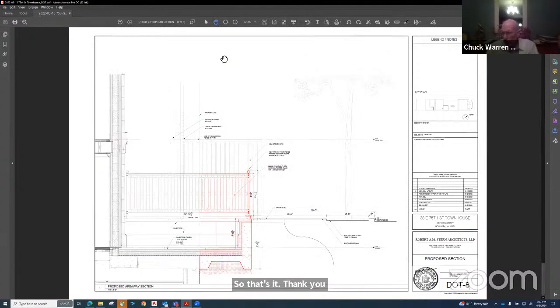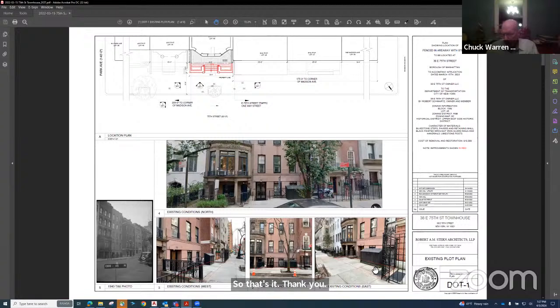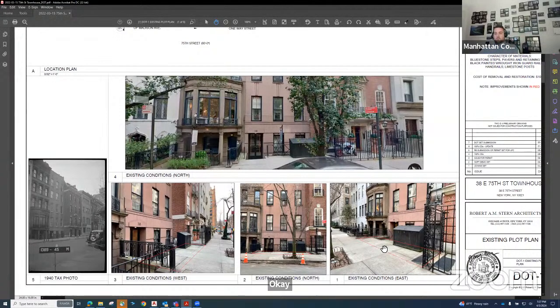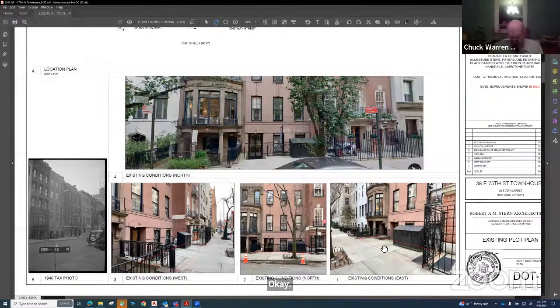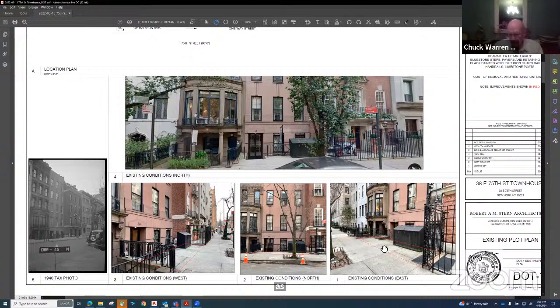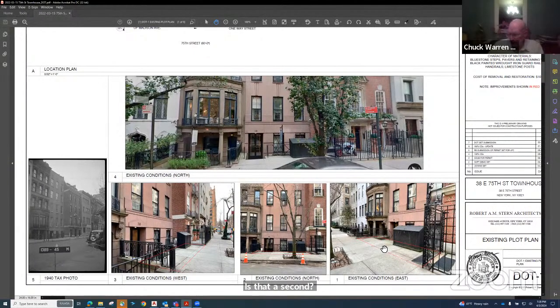Okay. Is there anyone who wants to propose a motion one way or the other on this? I'll jump up. Cos? Oh, yeah. You saw Cos's hand first. Yeah, I move to approve as presented. Okay, is there a second to that? Rita, is that a second? Yes, a second. Okay. Any further discussion?